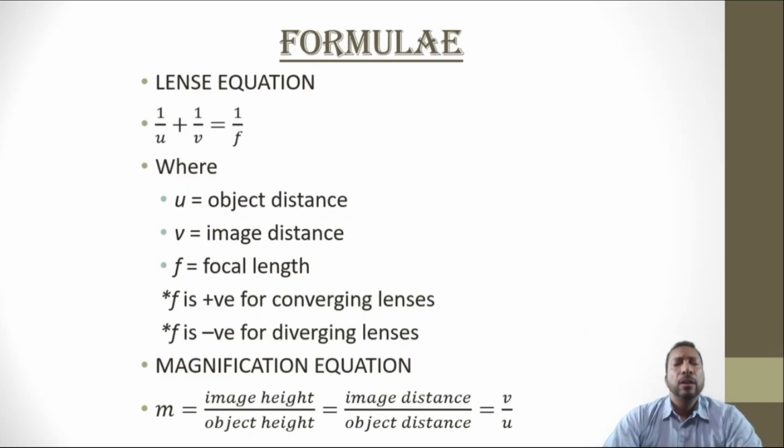So next, we look at our lens formulae and how we calculate various distances and magnification as well. So our lens equation is 1 over u plus 1 over v is equal to 1 over f, where u is the object distance, v is the image distance, and f is the focal length, of course.